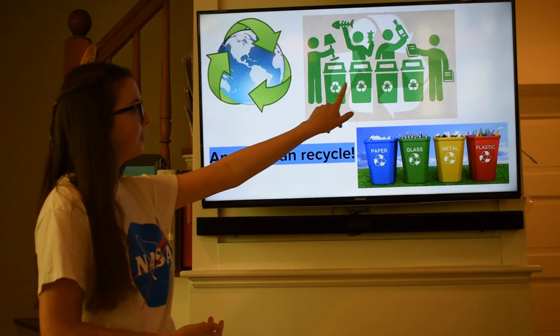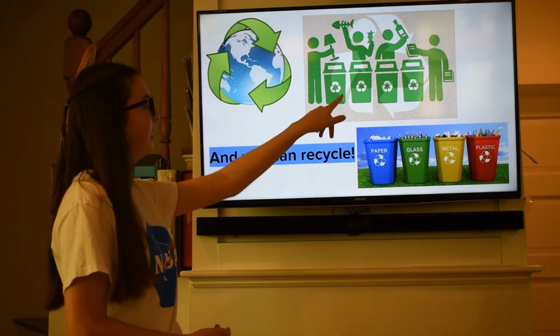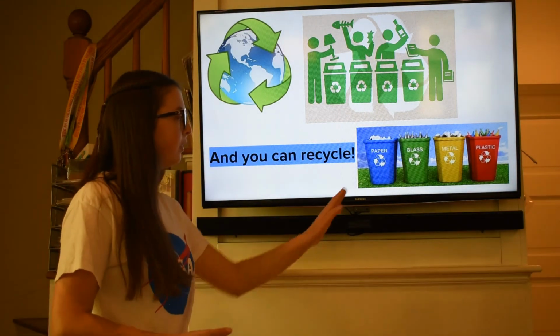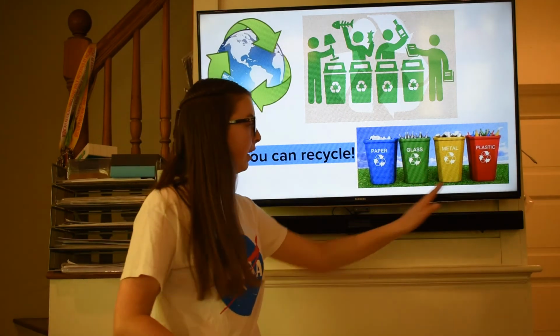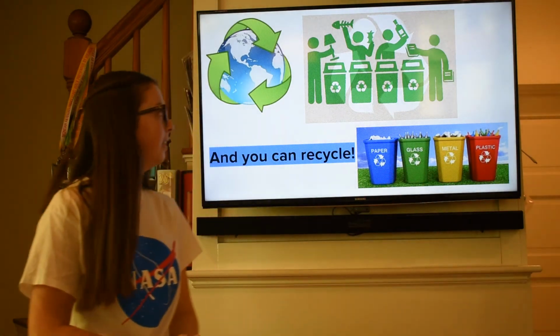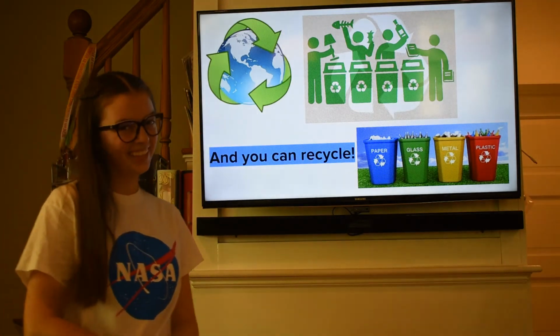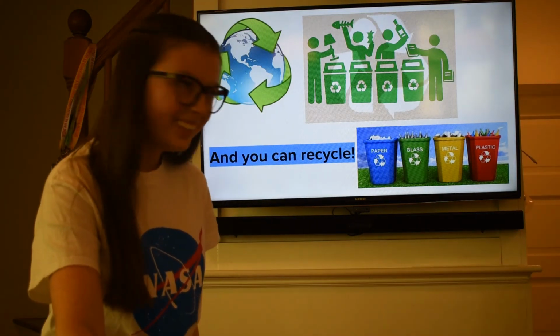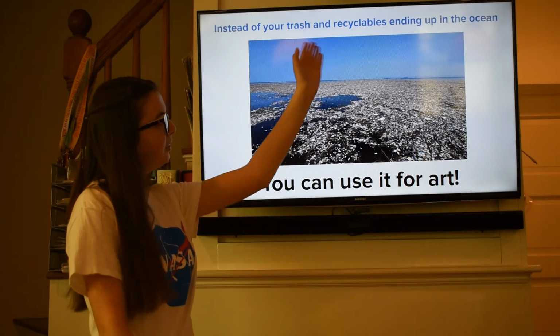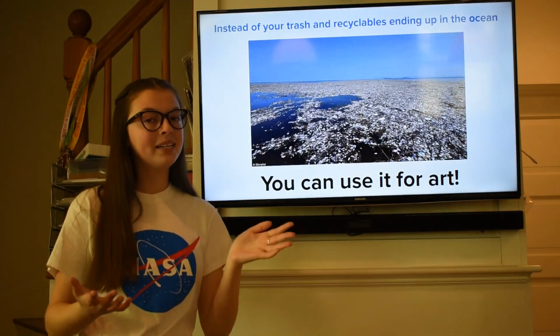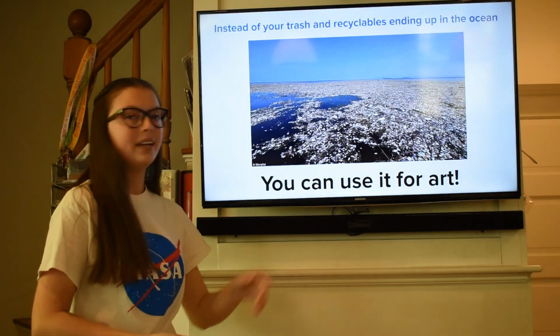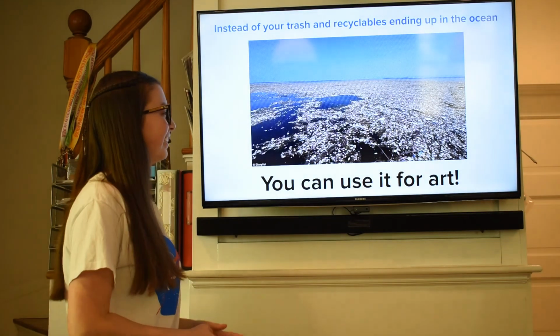Obviously, we know the universal symbol for recycling on all these bins. Some people split it up further into colored bins for paper, glass, metal, and plastic, though the colors do vary, so these are not always the colors. And of course, recycling can save the earth. So let's see what we can do about that. So we're going to use your trash and recyclables that you can find around your house so they don't end up in the ocean like you see here, and you can use it for art.